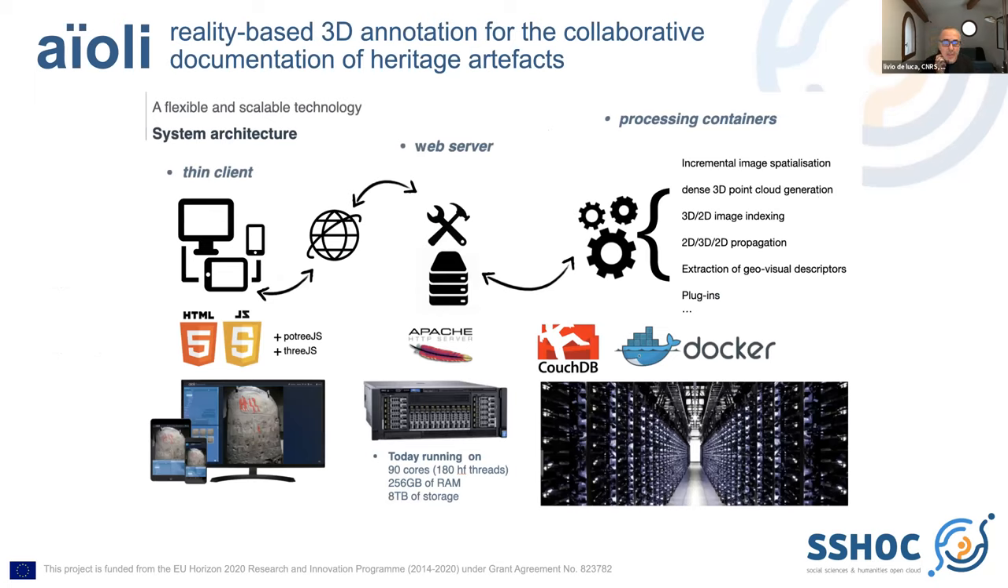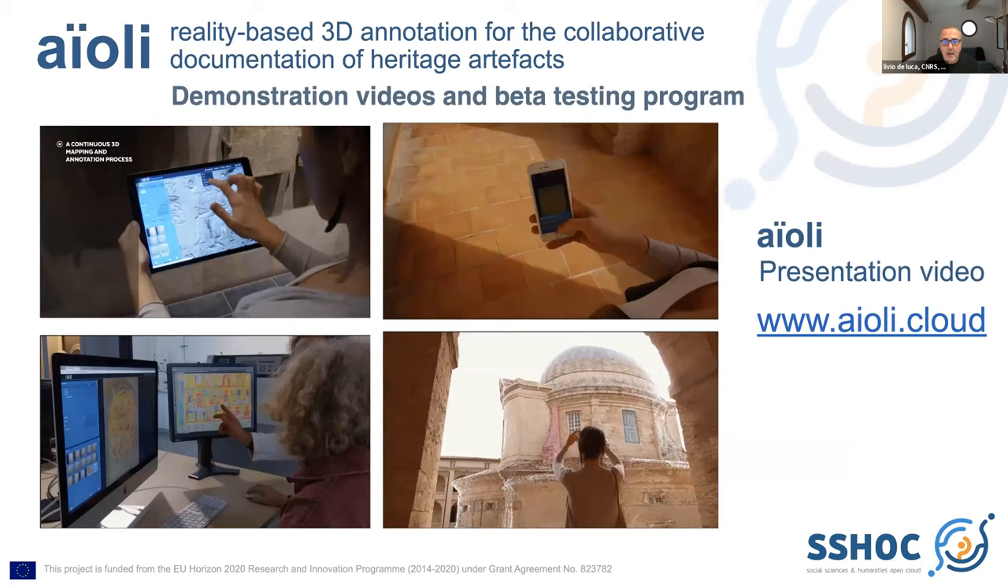From a technical point of view, the platform is based on this kind of architecture. So we have the client side composed of HTML5 and JavaScript interfaces, allowing the 2D and 3D interactive visualization, and the web server and a set of processing containers, which includes several automatic processing, image processing pipelines concerning the image specialization, the generation of dense 3D point clouds, and also the extraction of geometric and visual descriptors. So in this website, you can find some demonstration videos, but also the access to our beta testing program.